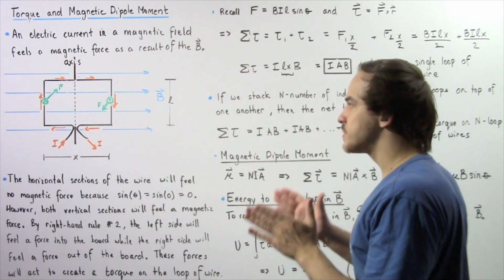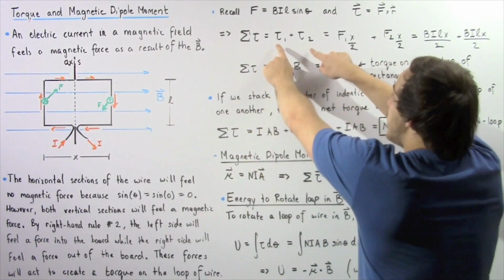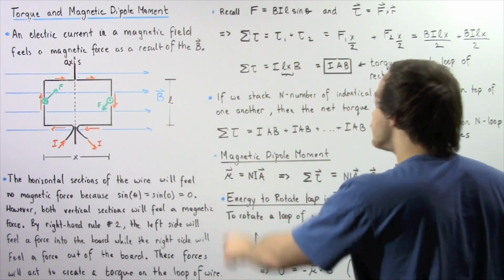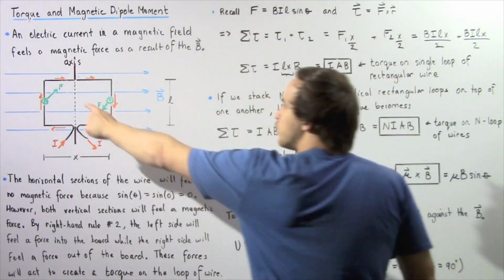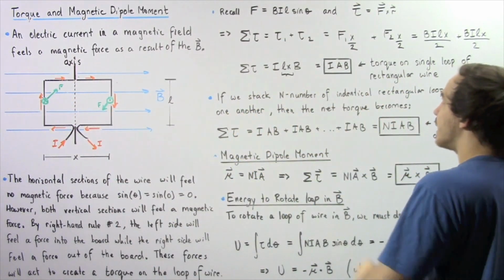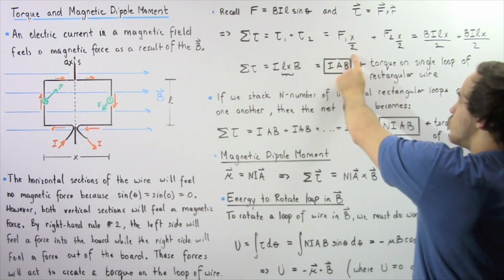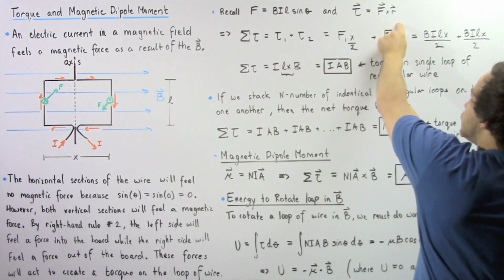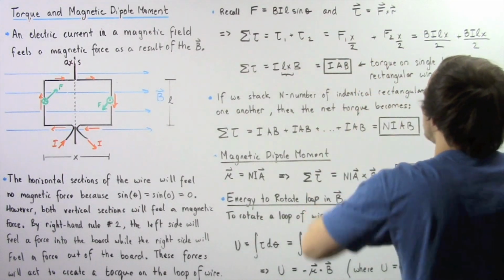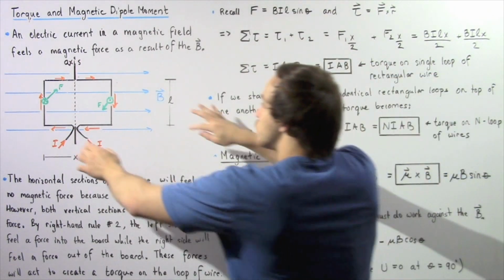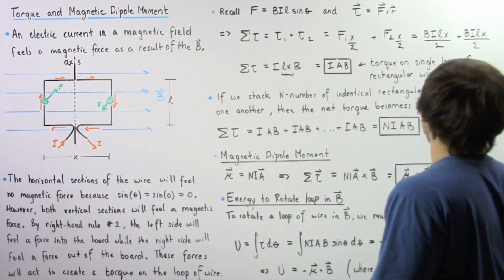And since the torques point in the same direction, they both have a positive sign. So torque 1 plus torque 2. Now torque 1 is equal to force 1 multiplied by lever arm x divided by 2, and torque 2 is force 2 multiplied by lever arm, so x divided by 2. So these are our two torques as a result of these two forces.